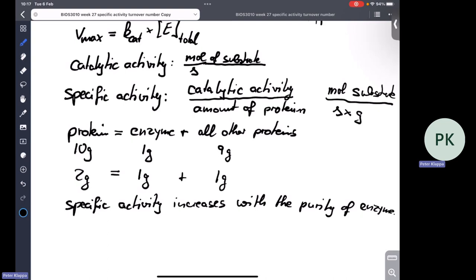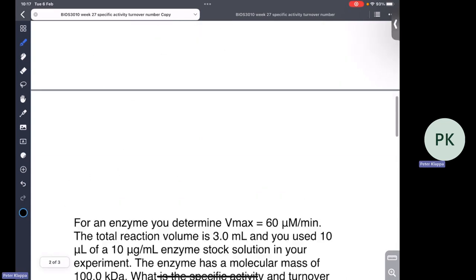Okay, looks all terribly complicated, but it's not that bad. Why don't we just simply do an example? An example calculation for you to see how this is actually done. So here's an example.